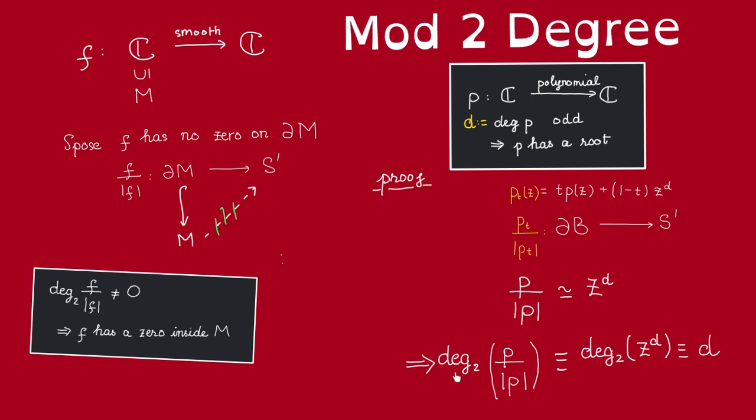So then, as degree mod 2 is a homotopy invariant, we know that these two degrees must be the same. So in particular, the degree mod 2 of this quotient must be equal to the degree of the polynomial P, which is odd. By our previous result, this means that P does indeed have a root in C. Isn't it incredible? From something as coarse as this mod 2 degree, we can actually get such a powerful result.